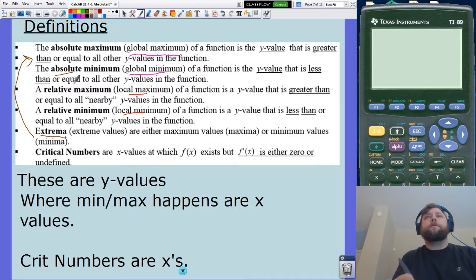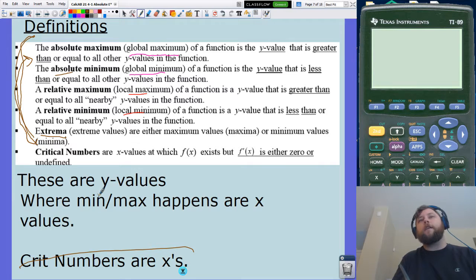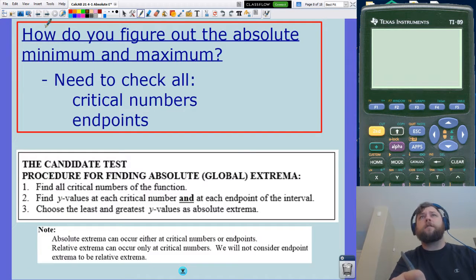So remember, these are all y values. Well, all of this stuff, absolute max and mins, are y values. Critical numbers are x's. Everything else is the y value. Sometimes I'm asking for the point, so I might want the coordinates of the point of the relative max or min. But yeah, you're going to be looking for x values, but usually you want to find the y value ultimately.